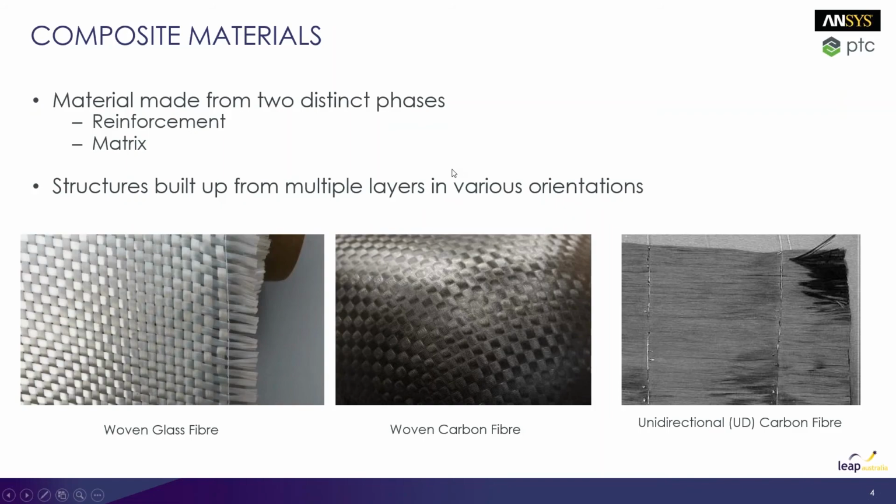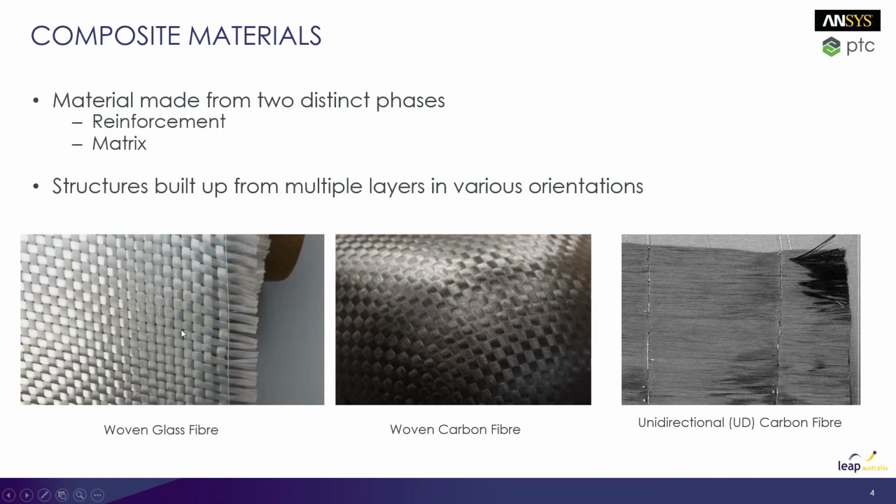So another feature of composites, composite structures in particular, is that they're generally built up from lots of individual layers of these materials. And we're varying the orientation of each layer to give it the strength and performance that we're looking for. So just a couple of examples of the materials that we might be dealing with.